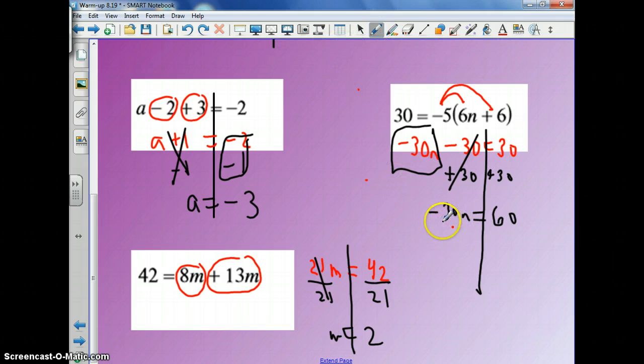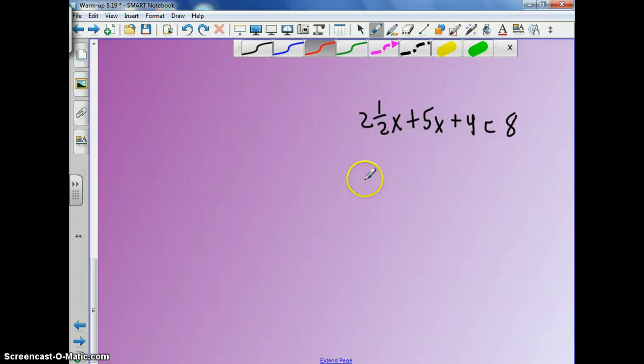All right, what's the inverse here? Addition. No, division. And when we divide by negative 30, we have n equals -2. And then we're done. Any questions? All right, so pause the video, copy this onto your paper.